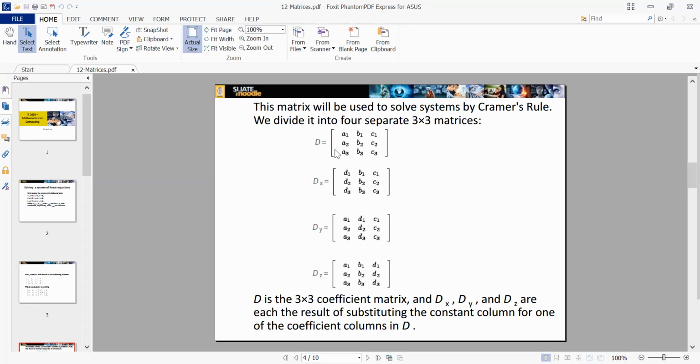Okay, where D is the 3 into 3 coefficient matrix that we derived from our equations, and Dx, Dy and Dz are each the result of substituting the constant column for one of the coefficient columns in D. I'll explain it with an example also.